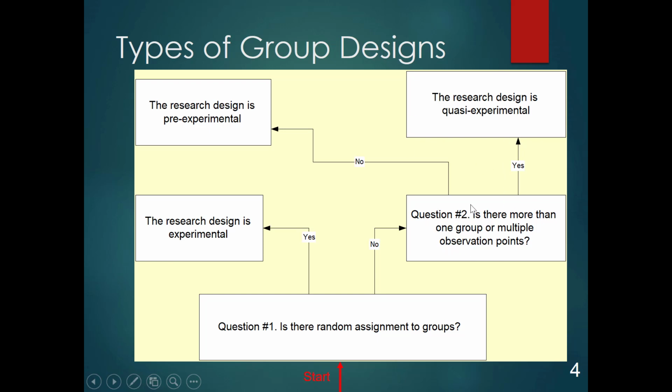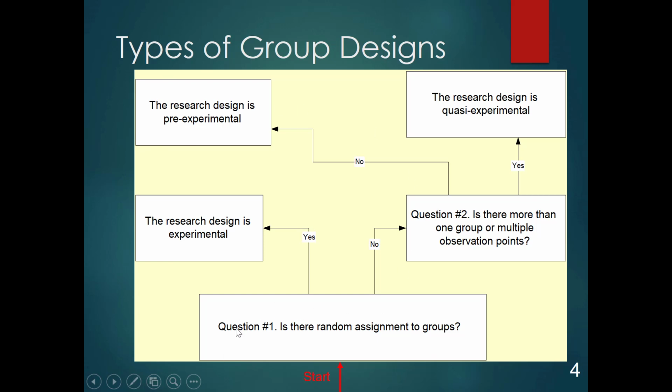However, if no, you don't have more than one group, and no, you don't have more than one observation point, for example, if you are just surveying them once, what we call cross-sectional, you're just collecting data at one point in time, that means you only have one group and you're just surveying them once, the answer would be no, and you would go over here. And your research design would be pre-experimental.